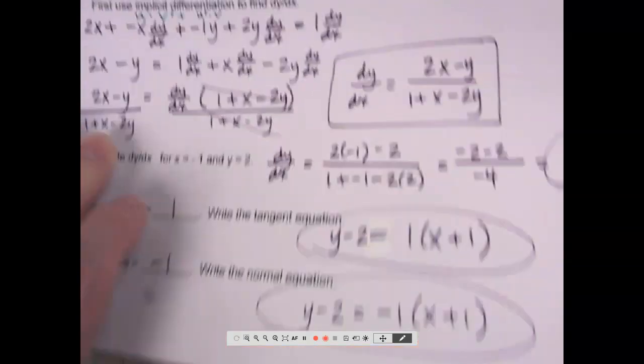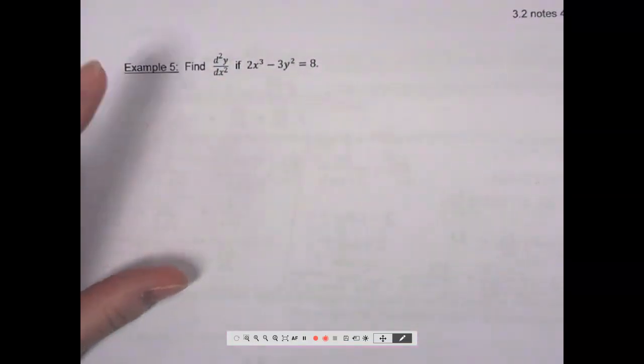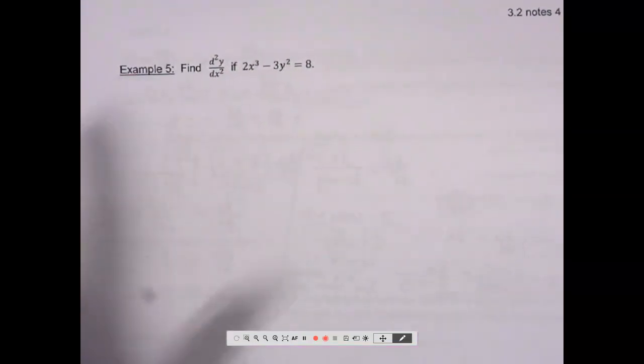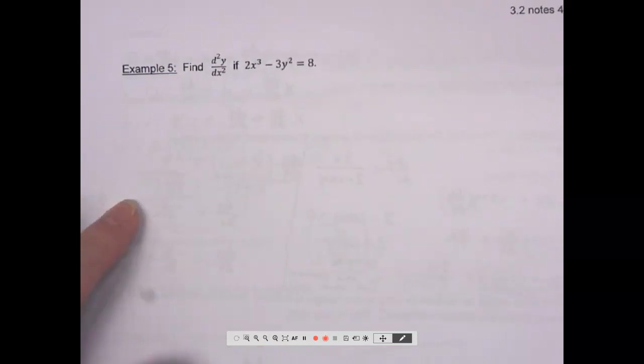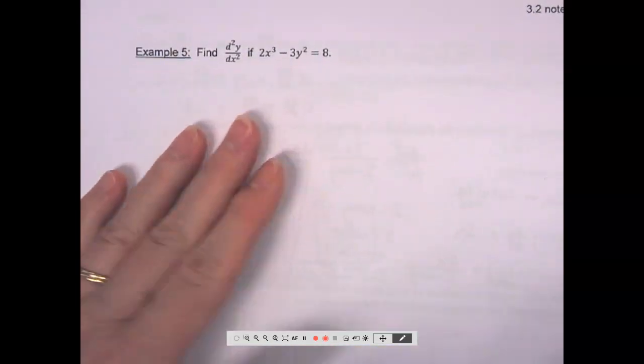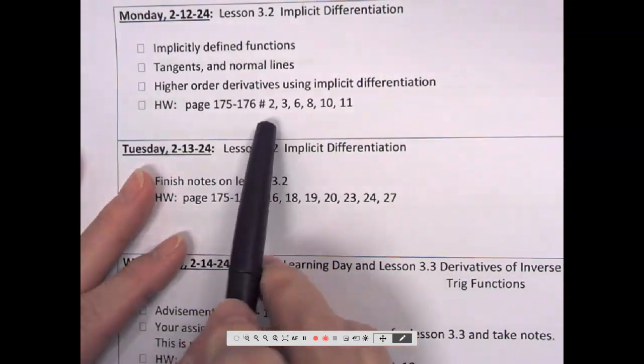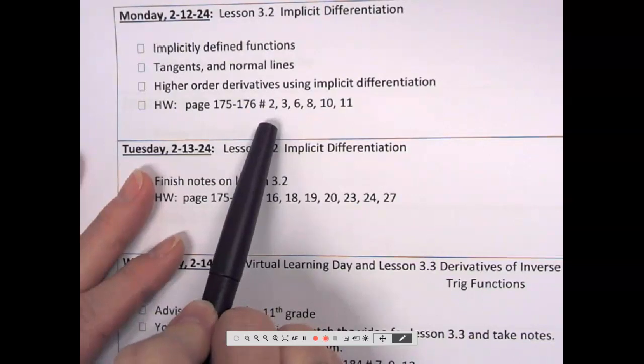Anything else? Let's leave this one for tomorrow, because we're still going to work on this more tomorrow. I want you to work on these 6 problems today.